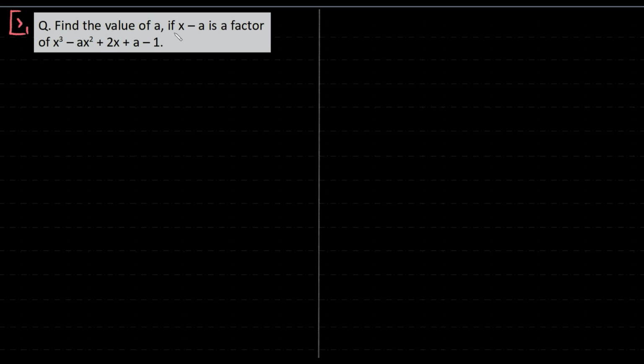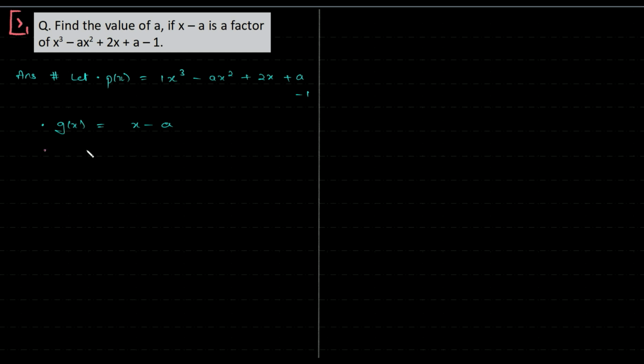Find the value of a if x minus a is a factor of this particular expression. So let's call them with some names. Let p of x be equal to x cube minus a x square plus 2x plus a minus 1, while g of x is equal to x minus a. So they're telling us to find a wherein g of x can divide p of x.